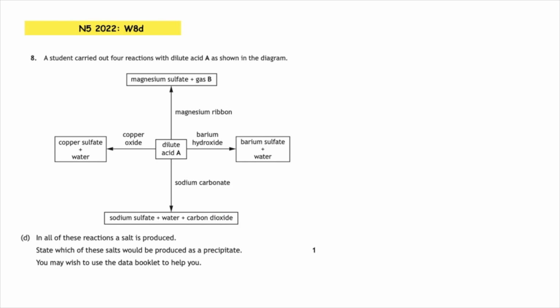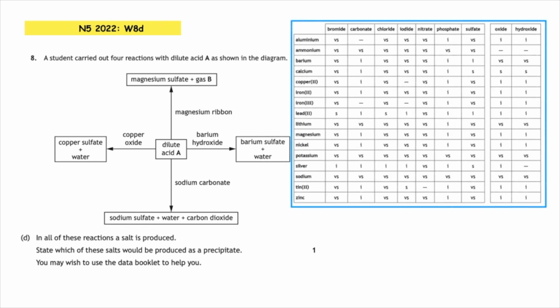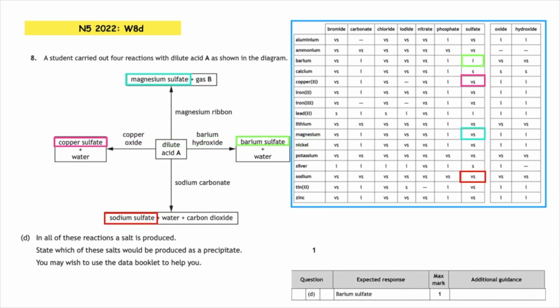In all of these reactions, a salt is produced. State which of these salts would be produced as a precipitate. You may wish to use your data booklet to help you. So if we look up on page 8 of the data booklet, this tells us the solubilities of salts. And if we look up magnesium sulfate, copper sulfate, sodium sulfate and barium sulfate, the only one that comes in as insoluble is the barium sulfate, which means it would be a precipitate.